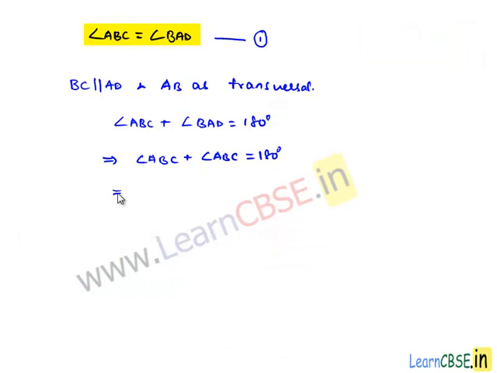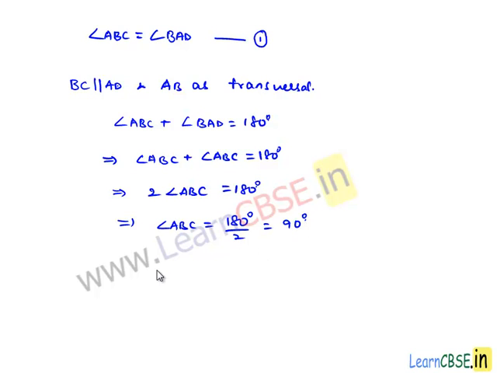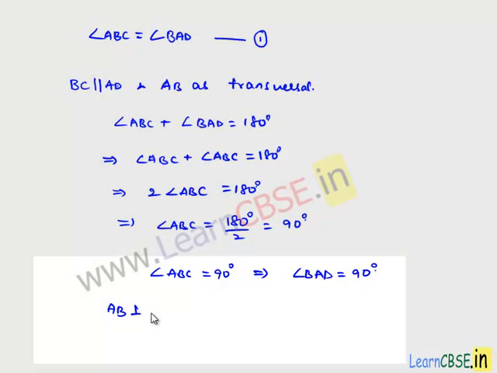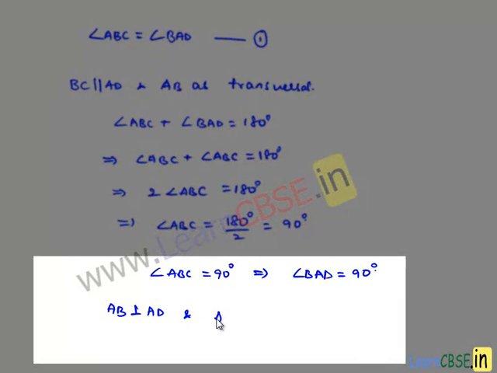So that will be equal to 180 degrees, which implies 2 times angle ABC is equal to 180 degrees, which implies angle ABC is equal to 180 degrees by 2, and here 2 goes in 180 90 times. So finally we got angle ABC is equal to 90 degrees, which implies angle BAD is also equal to 90 degrees. So as two angles are equal to 90 degrees, here AB is perpendicular to AD and AB is also perpendicular to BC.